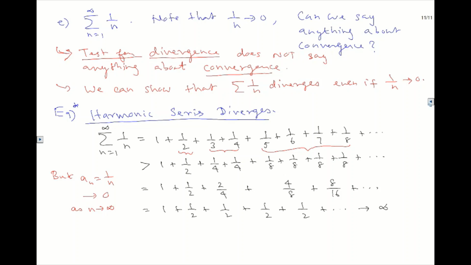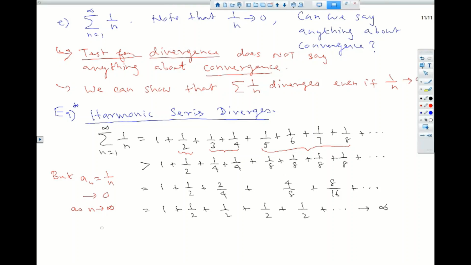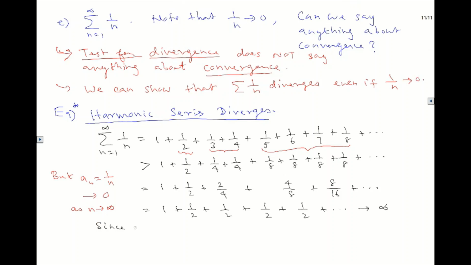Okay, so now let's finish the argument. Since the right hand side (RHS) goes to infinity, the left hand side (LHS) of that argument also goes to infinity as n goes to infinity. When you have larger and larger terms, the right hand side goes to infinity, so the left hand side has to go to infinity as well.